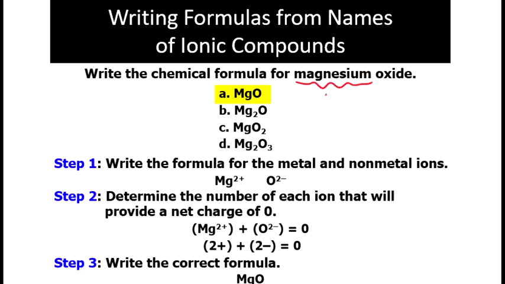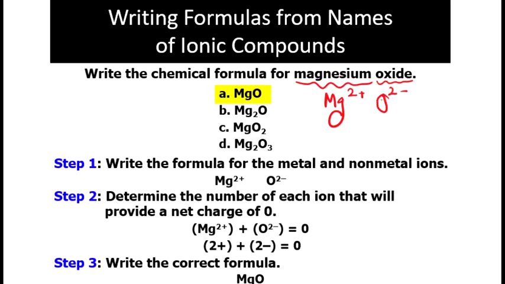Magnesium oxide means oxygen with 2 negative charge. Magnesium 2 positive charge. How to find it out? Because of the periodic table. Magnesium group 2, 2 positive. Oxygen group number 6, 2 negative.